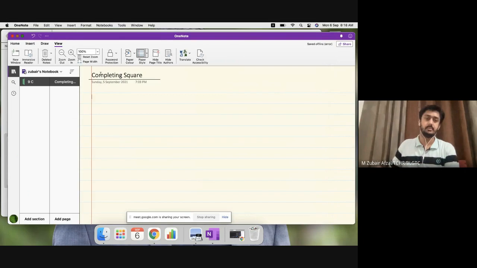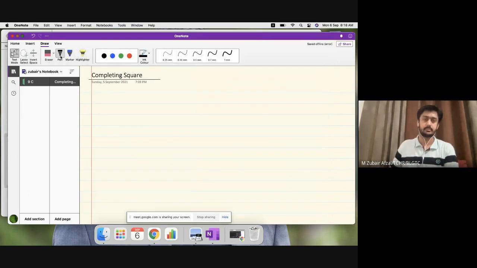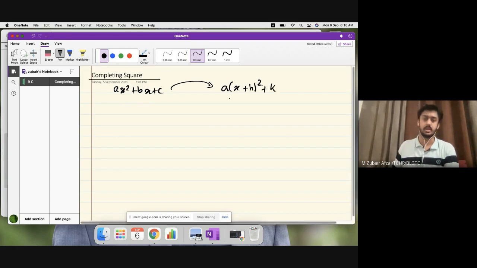For example, ax square plus bx plus c. We will change this in this form: a times x plus h whole square plus k. Sometimes we write it as x plus k, sometimes we write it x minus k, it doesn't matter.